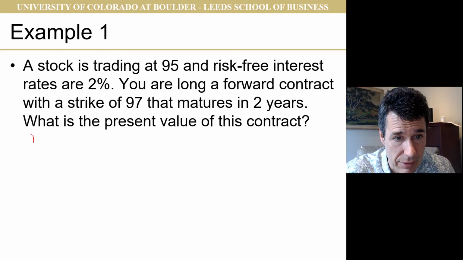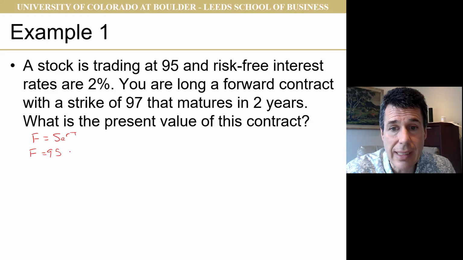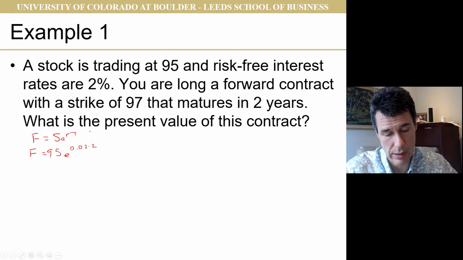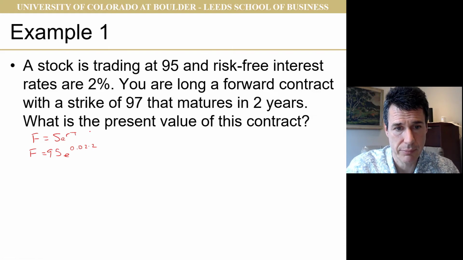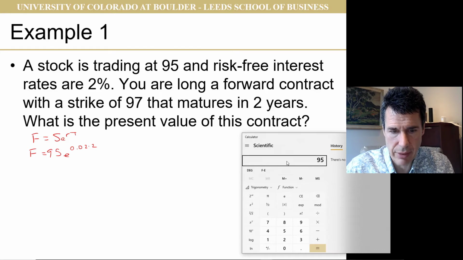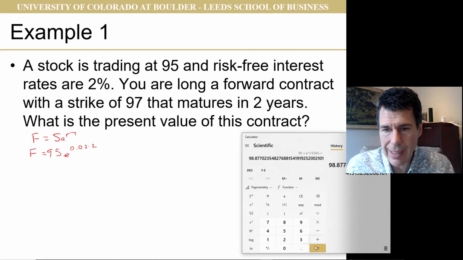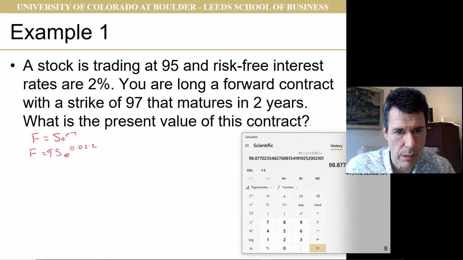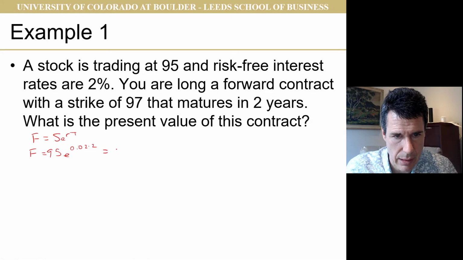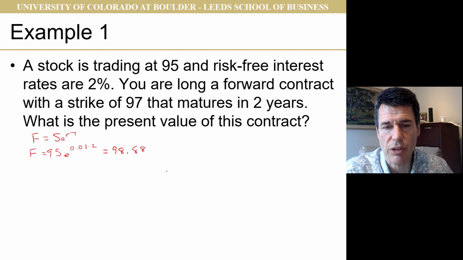So F equals S e to the rT. So F equals 95 e to the rT, e to the 0.02 times 2. Let's bring up a calculator. So we have 95 times 0.04 e to the x, 98.88. So the forward price is 98.88. We're long a forward contract with strike of 97.